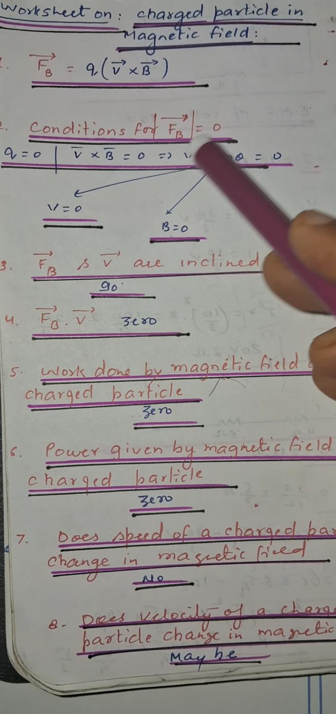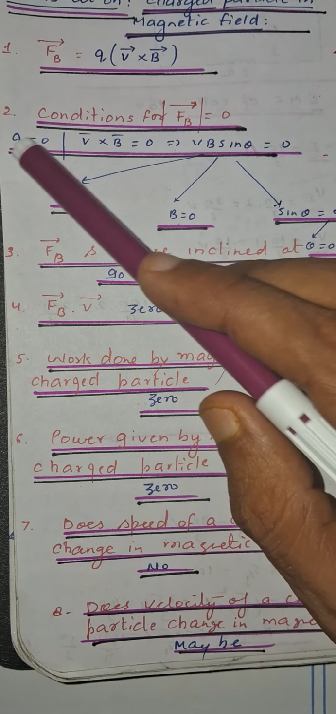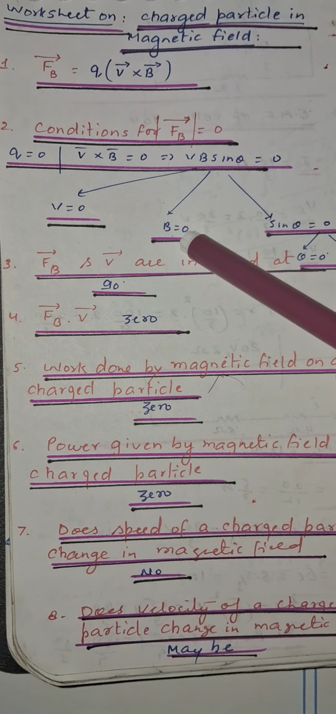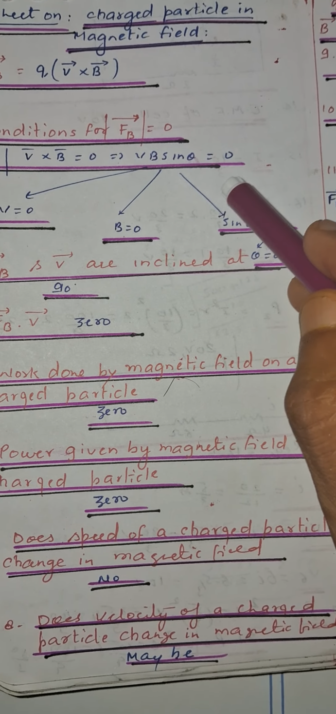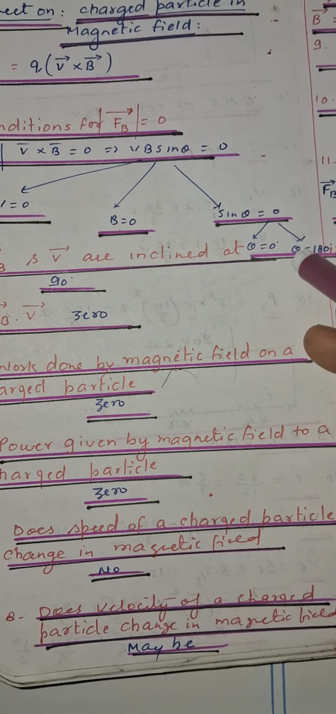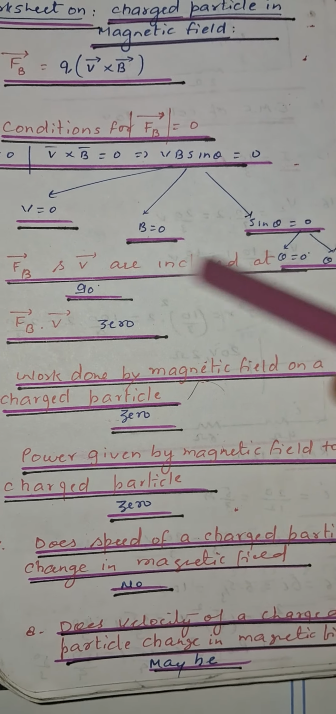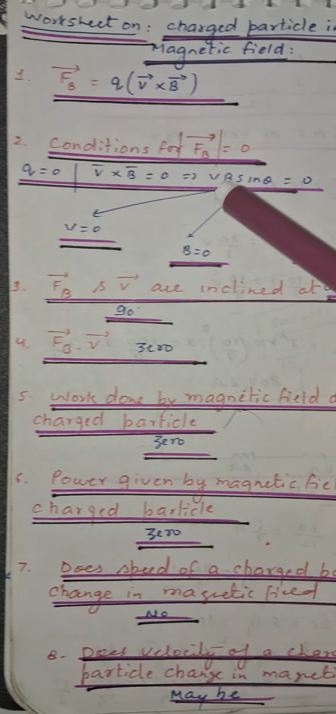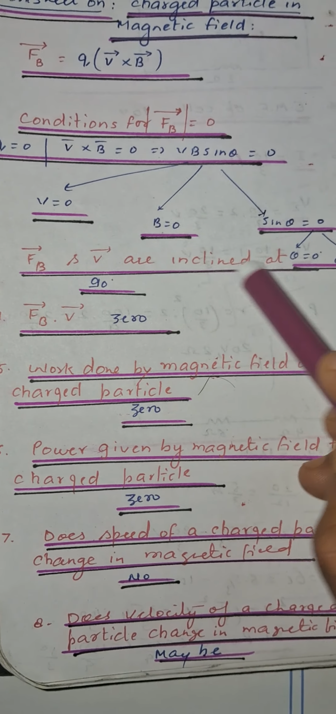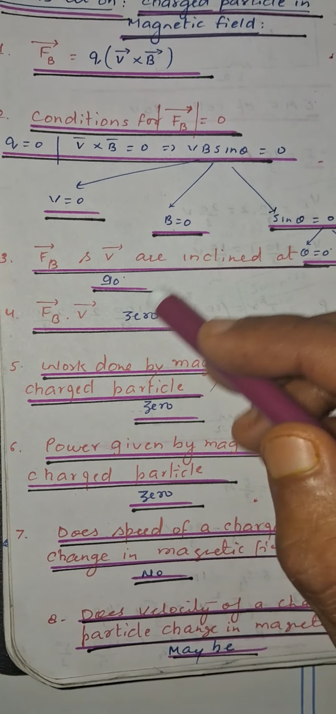So we can analyze that the force on a charged particle is 0 when either it is neutral, or it is at rest, or the field is 0, or the angle between field and velocity is either 0 or 180. That is, velocity is either parallel to the magnetic field, or anti-parallel to the magnetic field, or any combination of these. So these are the various conditions for zero magnetic force. Next question, magnetic force and velocity are inclined at, as I discussed earlier, these are perpendicular to each other, so the angle will be 90.